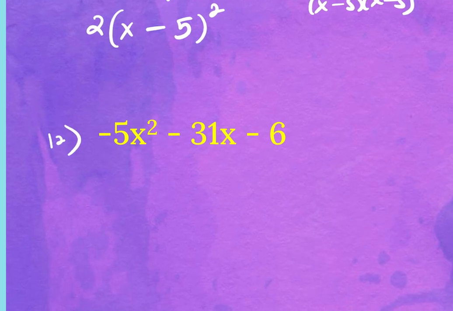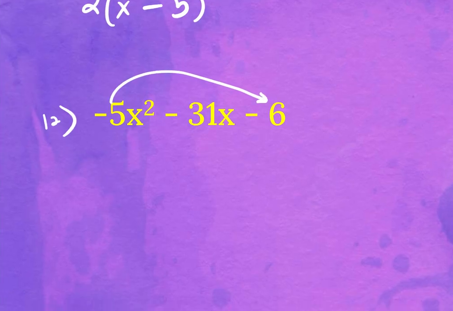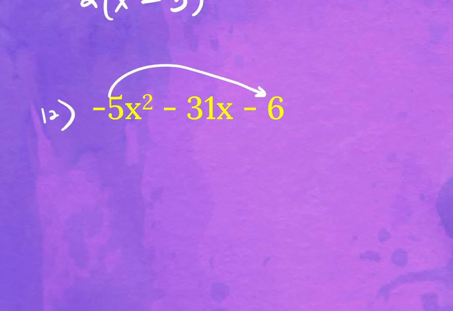All right, for number 12, there's a negative on the front, but I'm going to do my first times last anyway, so I'm not worried about it. If the negative is there and you're not multiplying first and last, then the first thing you can always do is just factor out a negative. Just make sure you change all the signs of what follows. So I'm going to leave it because we're going to do first times last, but we could have also done that. So negative 5 times negative 6 is positive 30. Positive 30 that sums to negative 31 means they're both negative. Negative 1 and negative 30.